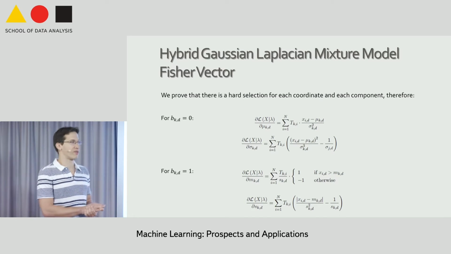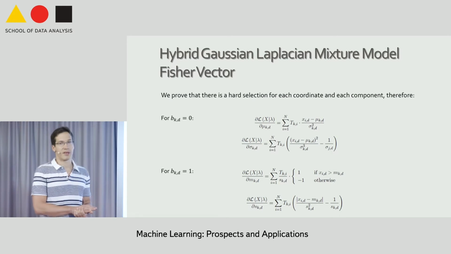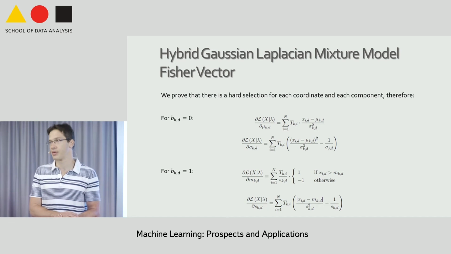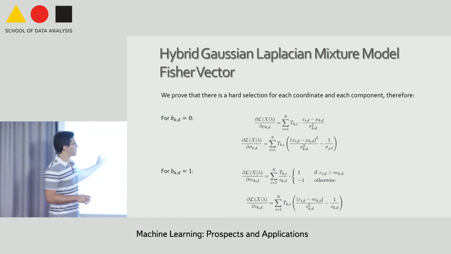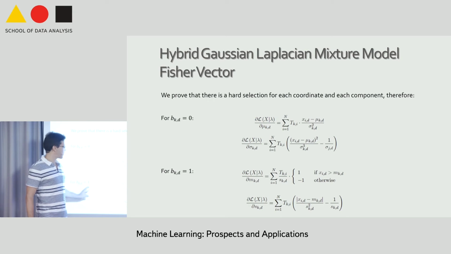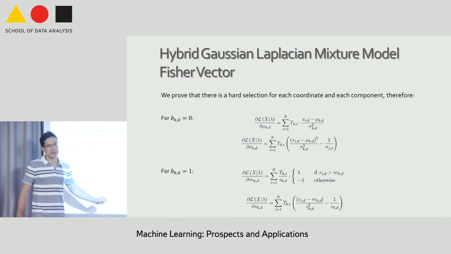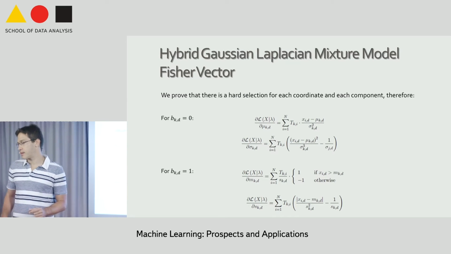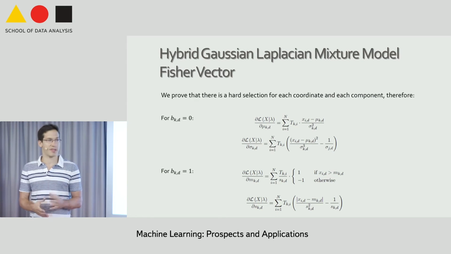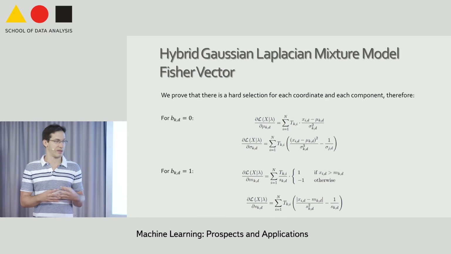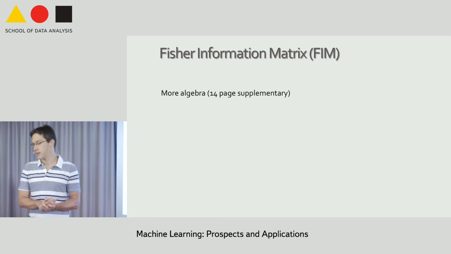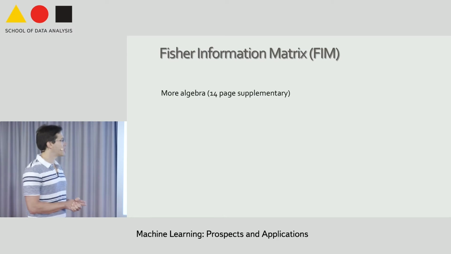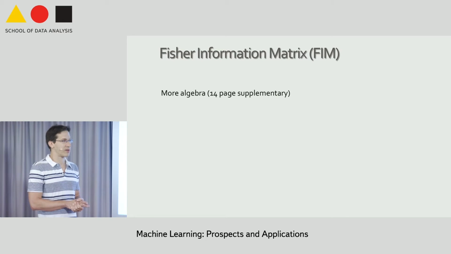Then we derive the Fisher vector out of this mixture model. The Fisher vector is the derivation of the likelihood by the parameters of the model. So for b equals 0, we derive according to the Gaussian parameters. For b equals 1, we derive according to the Laplacian parameters, and we get the Fisher vector. The Fisher vector is the first step in representing the set of vectors as a single vector. We actually need to normalize it. To normalize, we need to compute something which is called the Fisher information matrix, which involves a lot of algebra and approximations.